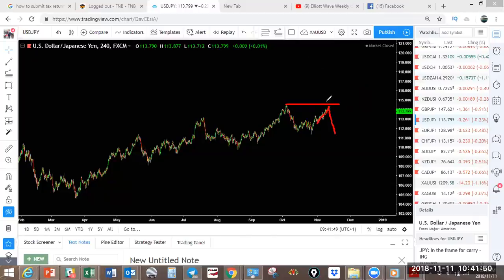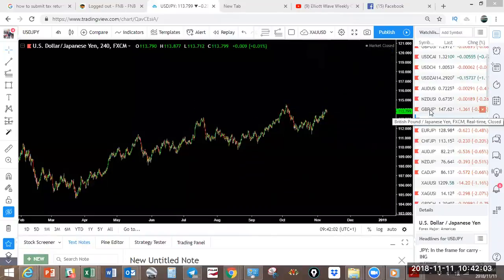And it's wedging in, so you can see that this is not a strong move. When it gets to that level, we'll look for this one to drop down here and look for then upside. So that's US dollar JPY. Let's look at pound JPY.